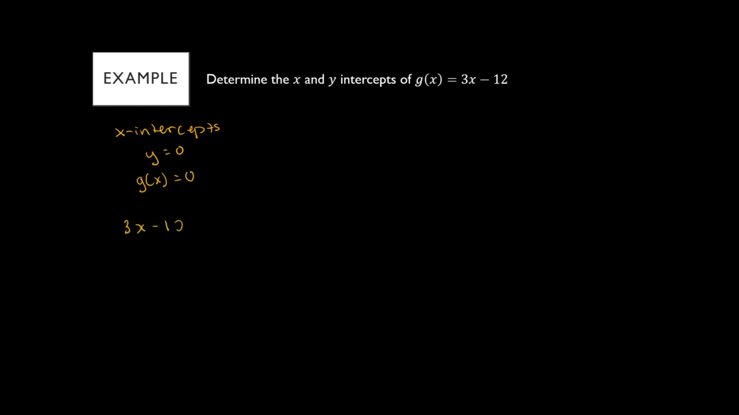So I have 3x minus 12 equal to 0. And then I'm going to solve this equation for x. So I will add 12 on both sides. We have 3x equals 12. And then you divide both sides by 3, and you get x is equal to 4. So our x-intercept is at 4, (4, 0).